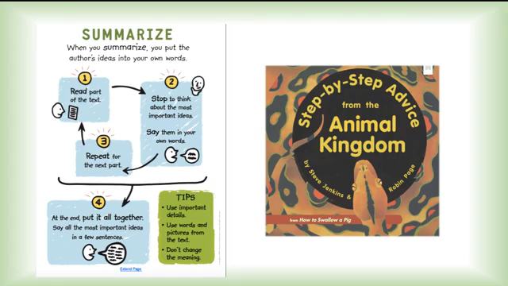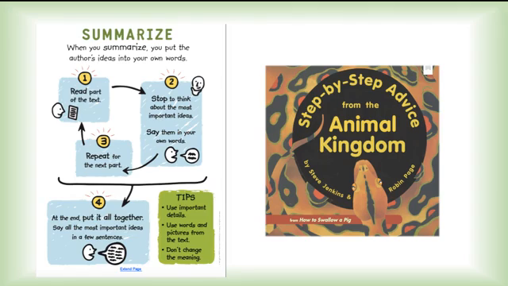Once you've read about a page or a little section of the text, you're going to stop to put it all together and say all the most important ideas in a few of your own sentences. Some tips are to use important details, to use words and pictures from the text, and to not change the meaning that the author had when they wrote the text. So I'm going to be pulling out some examples from our story, Step-by-Step Advice from the Animal Kingdom, to show you what I mean.